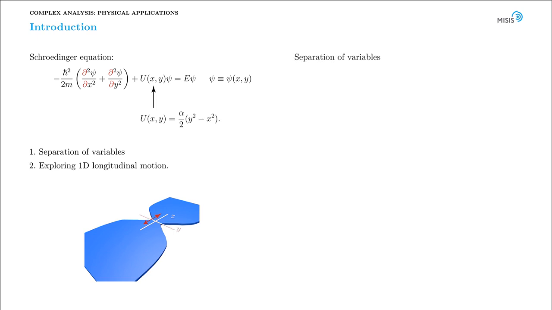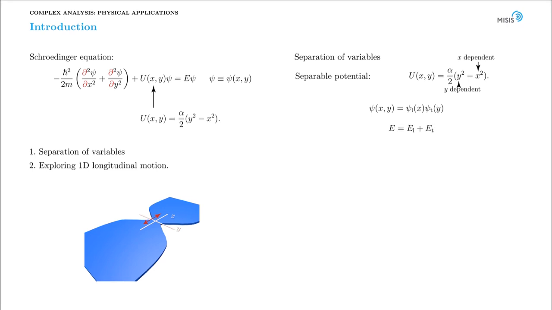Now let us separate the variables. Fortunately, the potential itself is separable, meaning it can be split into a direct sum of x and y dependent terms. The first step is to split the wave function psi into the product of x and y dependent components. Accordingly, we split the total energy of the electron into transverse and longitudinal parts. The second step is to divide the equation by the wave function itself, psi.